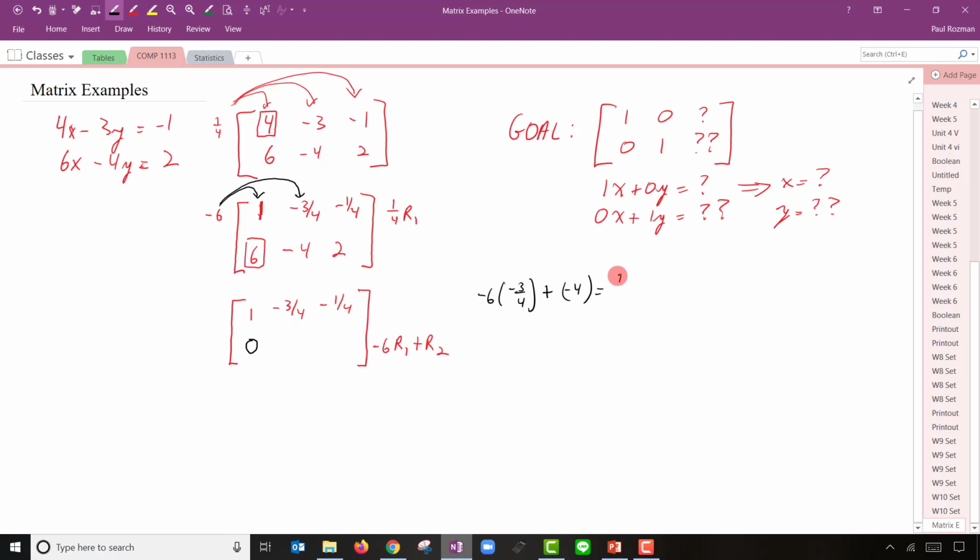So we get +18/4 minus 4, or I guess we could say, maybe reduce the fraction, 9/2 minus 8/2, getting a common denominator. So we'll get a value of 1/2. That's what goes here.